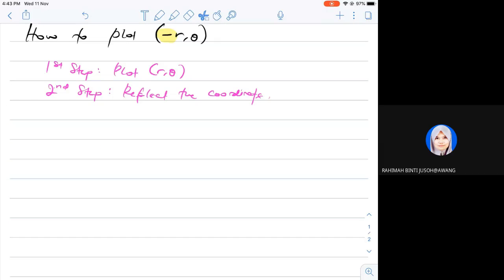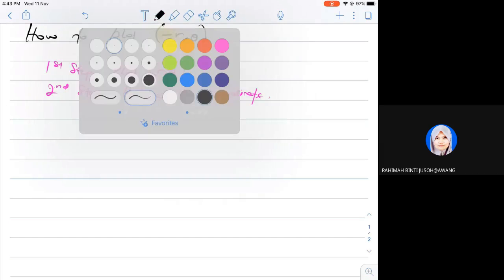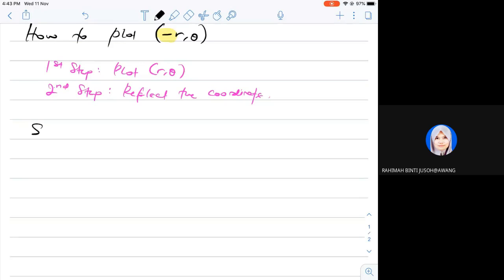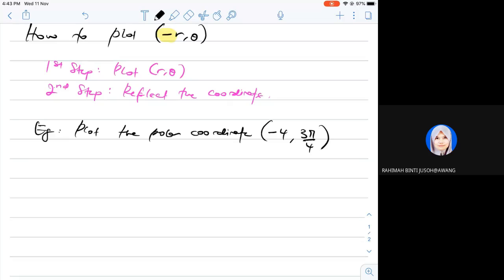Now, let's say I give you one question. Example, plot the polar coordinate, let's say we have -4 and then we have, let's say, 3 pi over 4. So before that, 3 pi over 4 is equivalent to how many degrees?